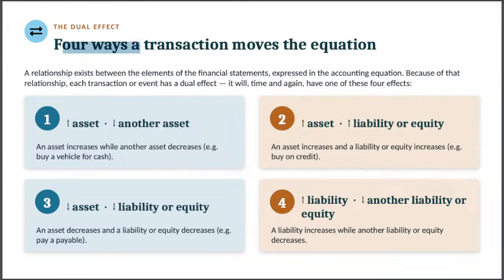So there's four ways a transaction moves the equation. Our equation is assets equal equity or capital plus liabilities. A relationship exists between the elements of the financial statements expressed in the accounting equation. Because of that relationship, each transaction or event has a dual effect. It will, time and again, have one of these four effects.